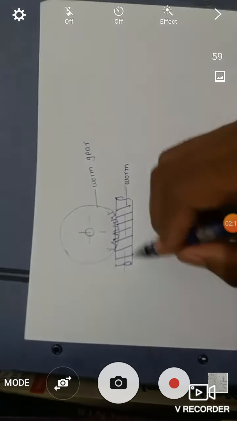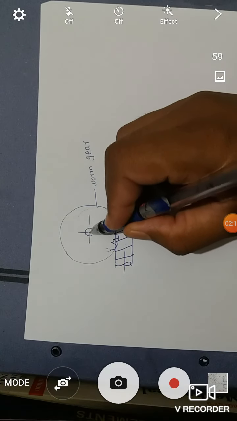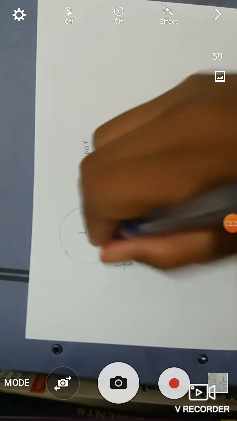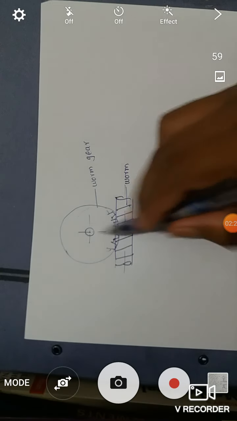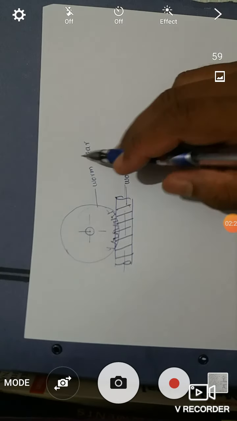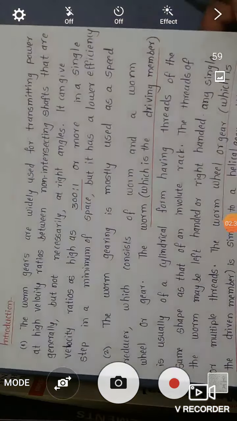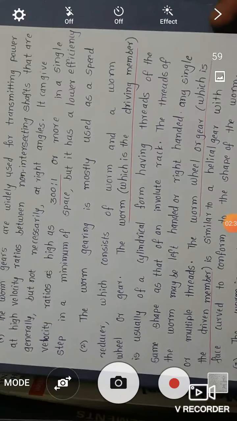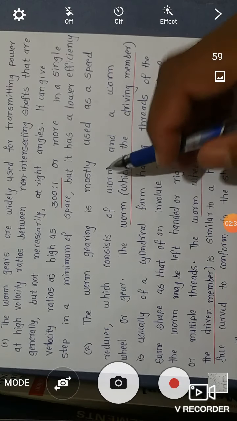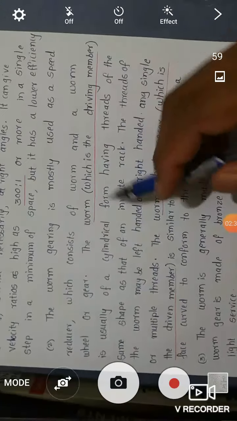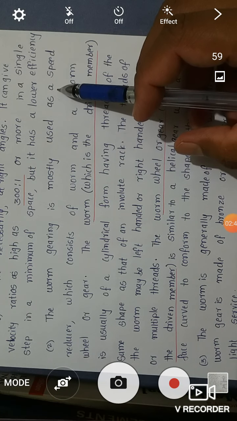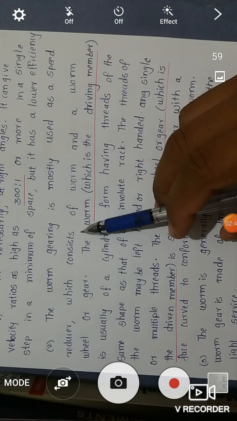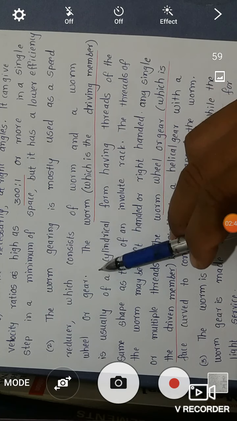So if we consider the axis, then this is the axis that is perpendicular to the paper, and this is on the paper. So these two axes are non-intersecting axes. Then if we see the second point, the worm gearing is mostly used as a speed reducer, which consists of a worm and a worm wheel or a gear.